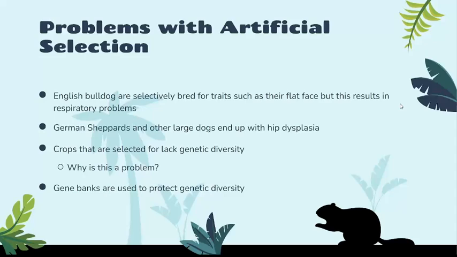Crops that are selectively bred lack genetic diversity, because when you put them out in nature, they could breed with anything, the pollination, all that. This is a huge problem, because if some sort of disease came over and attacked these plants, now all of our plants are dead.